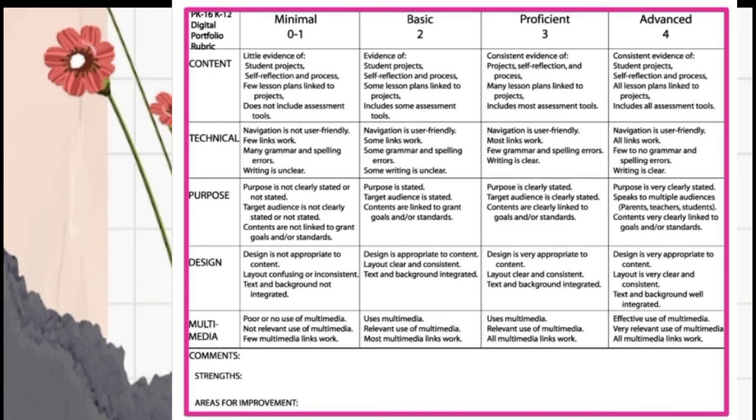This is the example of rubrics used in assessing digital portfolio. Digital portfolio rubric. Content. Minimal, which is equivalent to 0 to 1. Little evidence of student projects, self-reflection and process. Few lesson plans linked to projects. Does not include assessment tools.